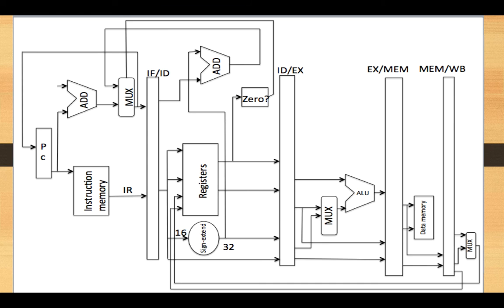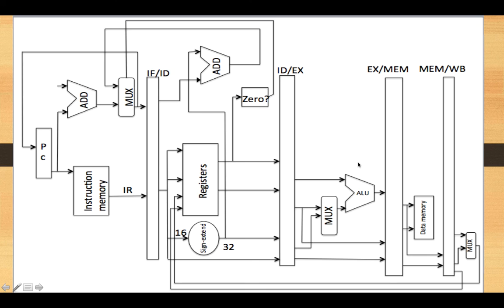The multiplexer here first takes the input from the adder, and after that the data is fetched from the instruction memory. You can see the stages; it actually contains 5. This is the fetch stage, this is the decode stage, this is the execution stage, this is the memory stage, and this is the write back stage.